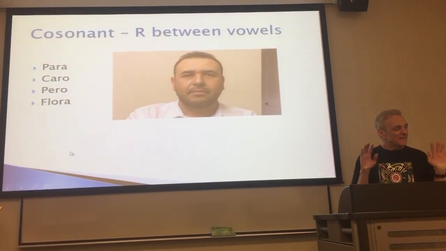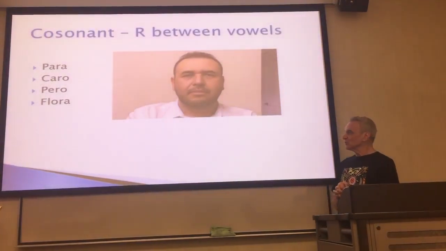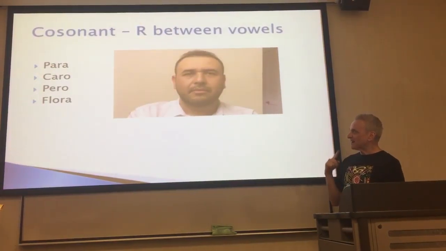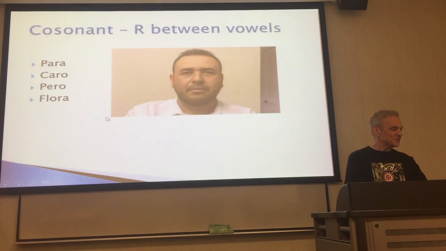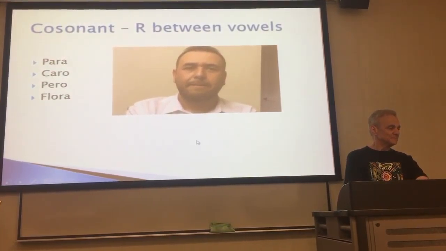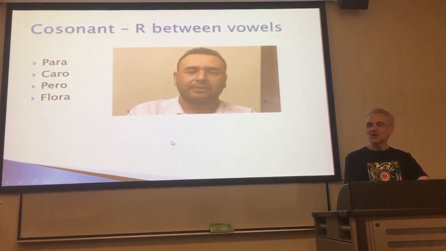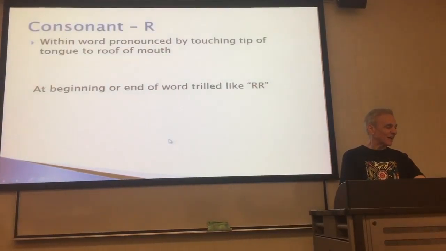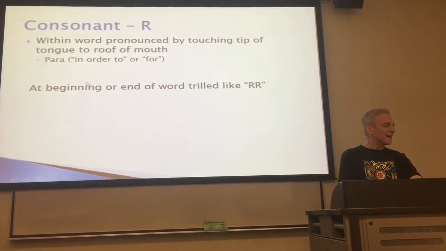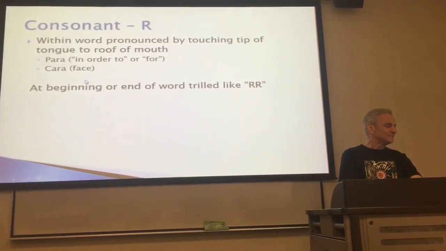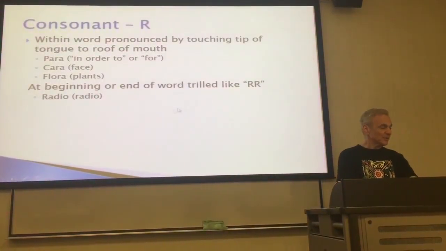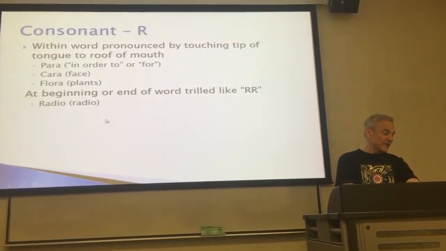All right. The consonant R, when it's between two vowels, the sound is produced by touching the roof of the mouth with the tip of the tongue. So it is, as Avelino will show here. Para. Cara. Pero. Flora. There is no R sound in Spanish like our sound. So within a word, again, let's pronounce this. Para. Cara. Flora. And at the beginning of the word, it's also trilled as if it's a double R. Or the end of the word.